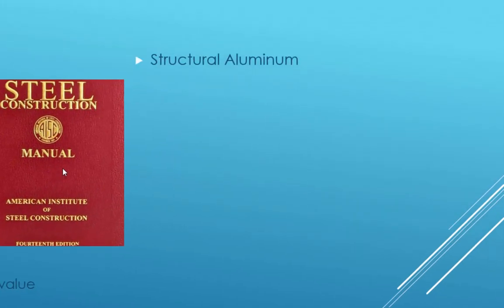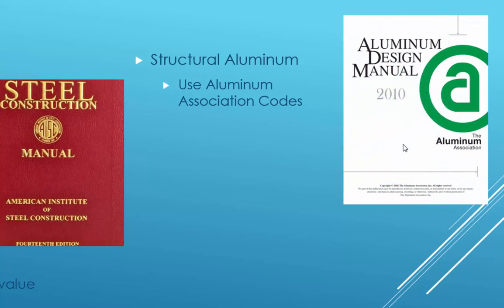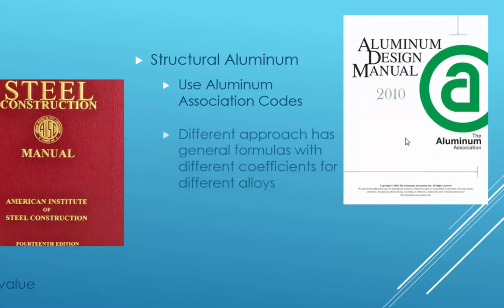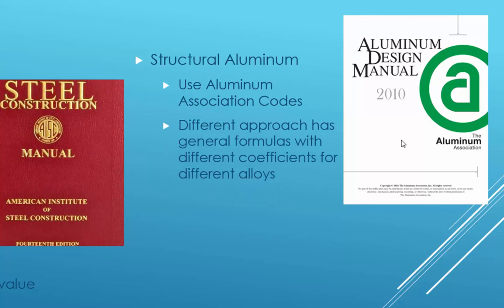What if you're using aluminum instead? Well, you use the Aluminum Association codes, and their method's a little bit different. This is what their design manual looks like. And their approach uses these kind of general formulas, and then you plug numbers in that are based on the different alloys. So the good thing about these types of codes is that if you know how to use them and you use them appropriately, then you can't go wrong. So you don't have to do a whole lot of guesswork. You just follow the procedure and you know that you're doing the right thing.